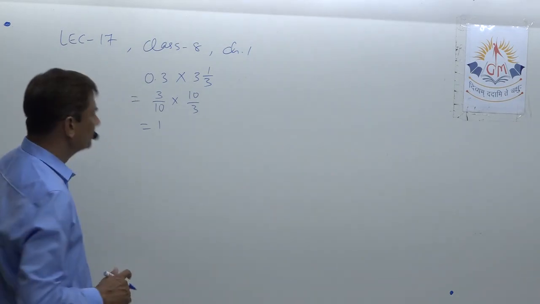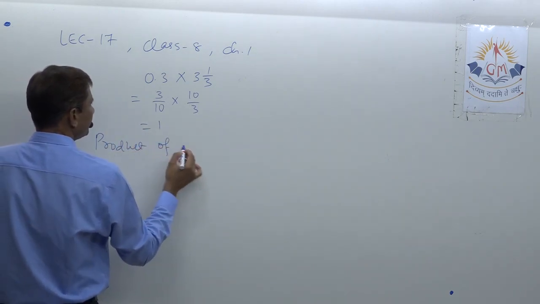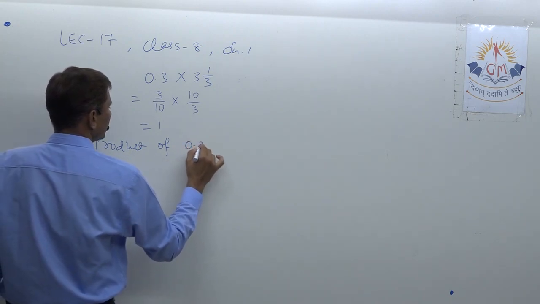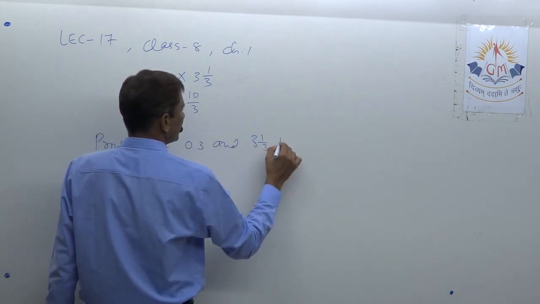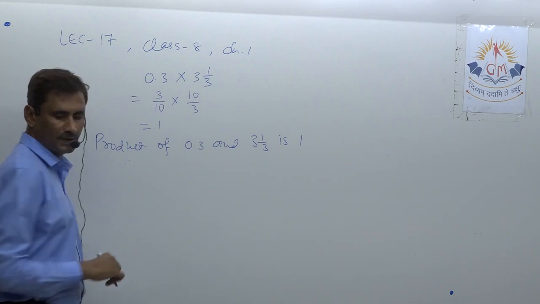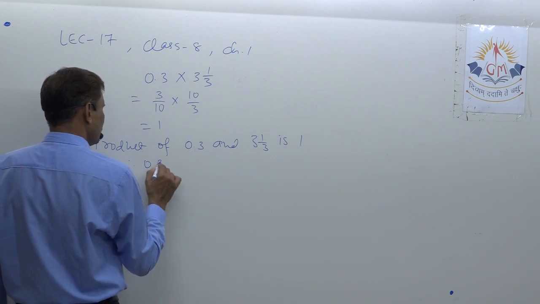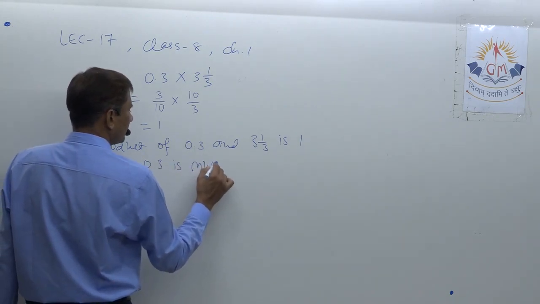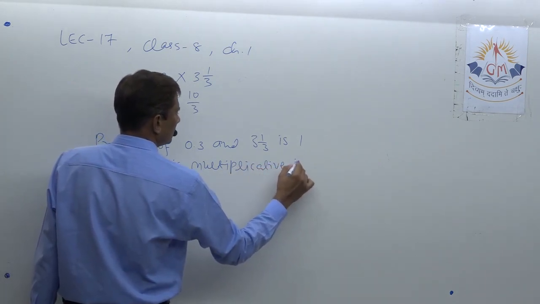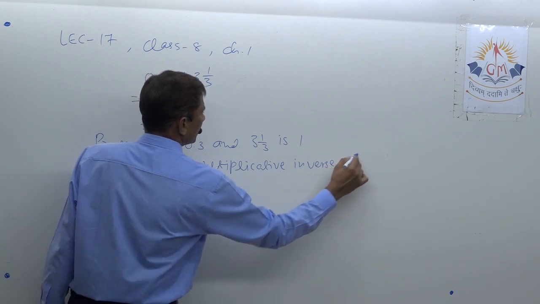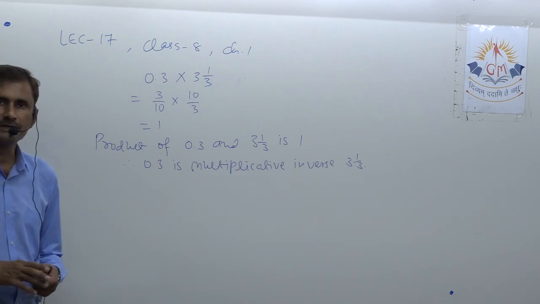Otherwise you can say the product of 0.3 and 3 integer 1 by 3 is 1. Therefore, what they ask, whether 0.3 is the multiplicative inverse or not? Therefore, 0.3 is the multiplicative inverse of 3 integer 1 by 3. Okay, so understand well.